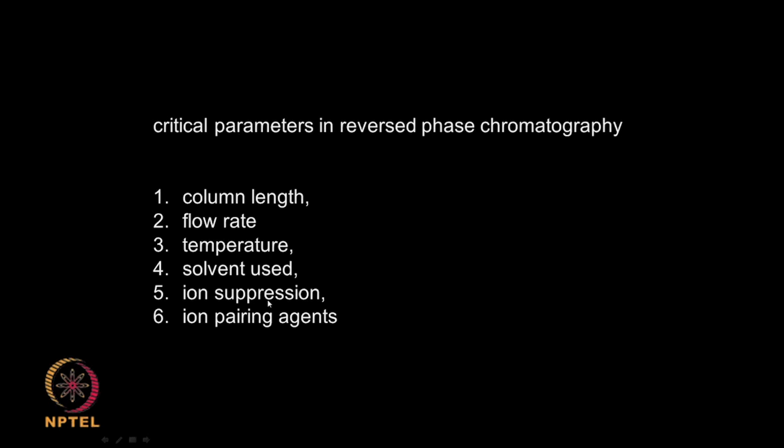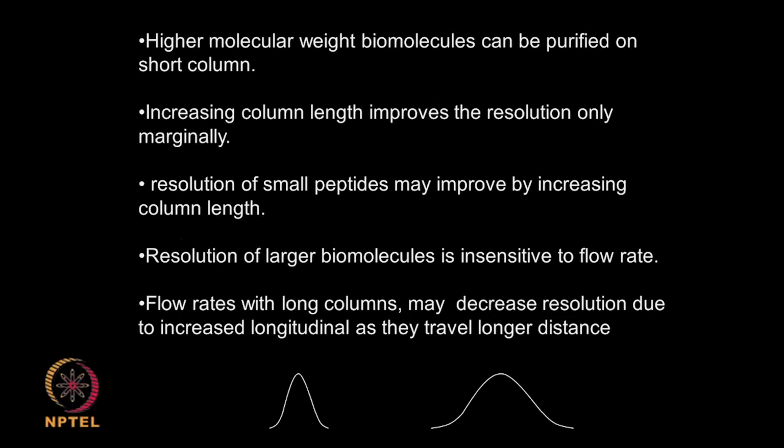Sometimes if the protein has ionic groups, then it will appear like a polar molecule. So, we need to suppress that, so that the hydrophobic part interacts with the stationary phase. So, we need to have some ion suppressing agents, and sometimes you need to add an ion pairing agent also. Basically these are done to suppress the ionization of the protein.